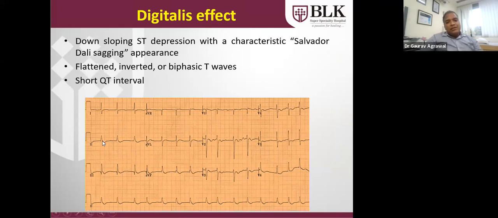You can see here, this is the depression of ST segment with the inversion of T wave. This is known as the Salvador Dali sagging appearance, as we read in our UG days, PG days, with flattened or inverted or biphasic T waves with short QT interval. You can see here, the QT interval is short. Generally, the T wave should fall here, but it is having short QT interval.